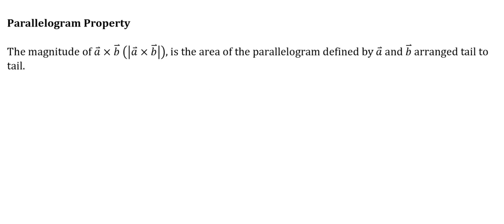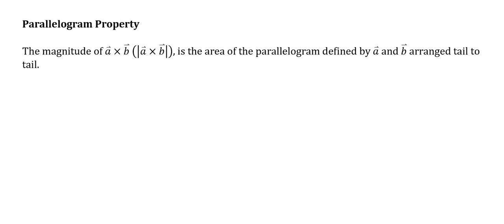We've talked about this already, but here you go, parallelogram property. And I'm going to just do a quick little sketch here, but we talked about it the other day. The magnitude of A cross B, written like that, is the area of the parallelogram defined by A and B when they're arranged tail to tail.